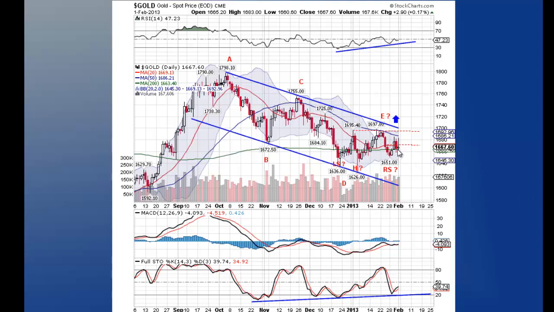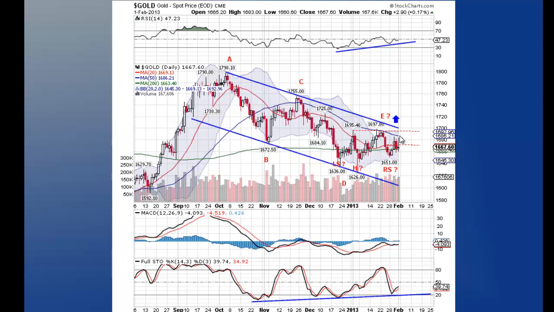And any further price softening would be supported by 1651, followed by 1636, followed by 1626, and then obviously this falling support trend line. I would be quite wary if I see that.